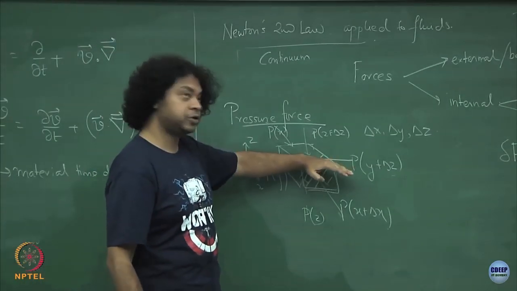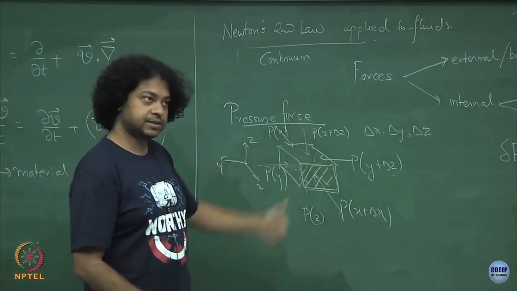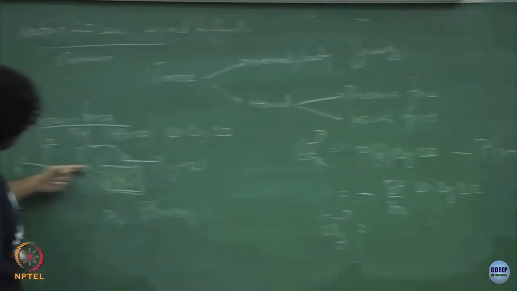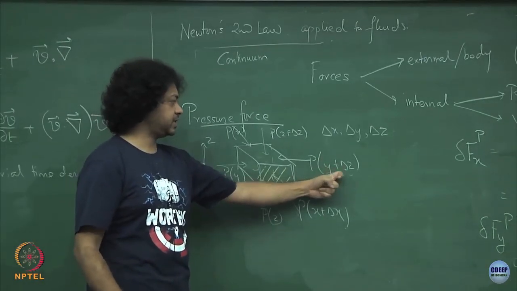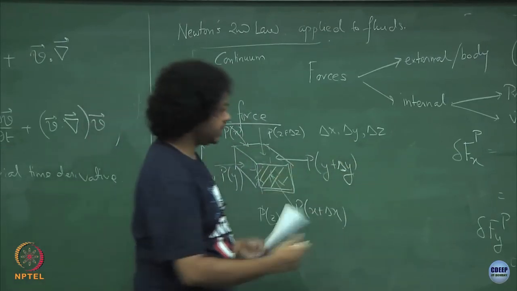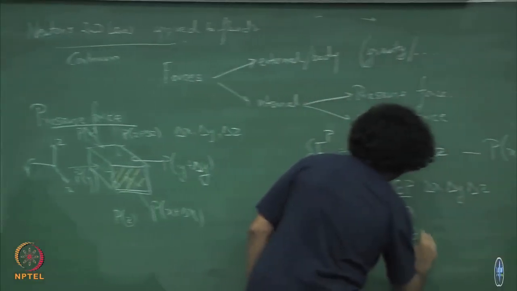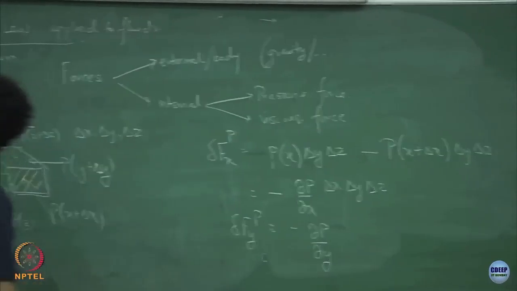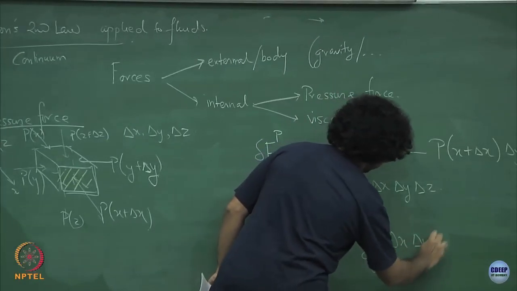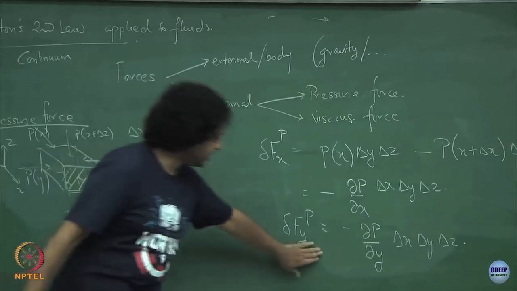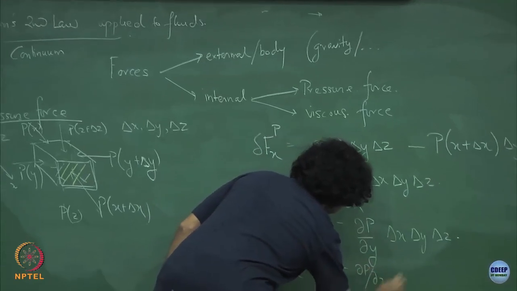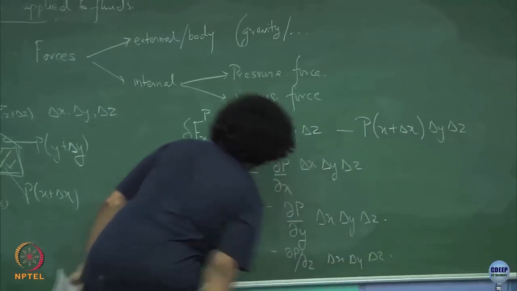I can do the same thing for the force along the y axis and the force along the z axis. So, the force along the y axis will be a sum of this p of y and p of y plus delta y on this face, and again they are going to be opposite. So, again this will be minus del p del y. The area of these faces is delta x delta z, and you get a delta y because of this derivative, so this comes out to be minus del p del y into delta x delta y delta z. Similarly, in the z direction, it will be minus del p del z.